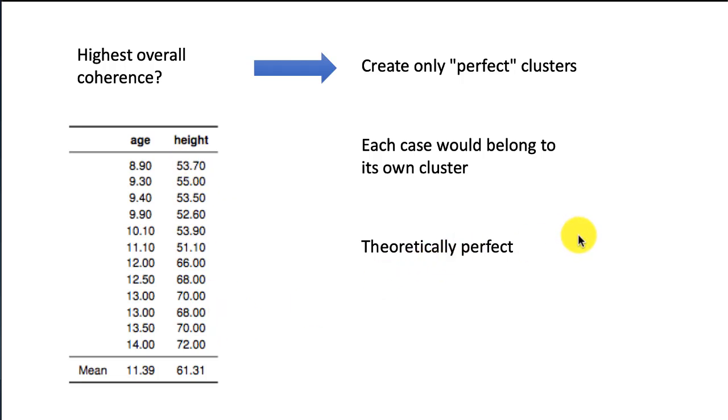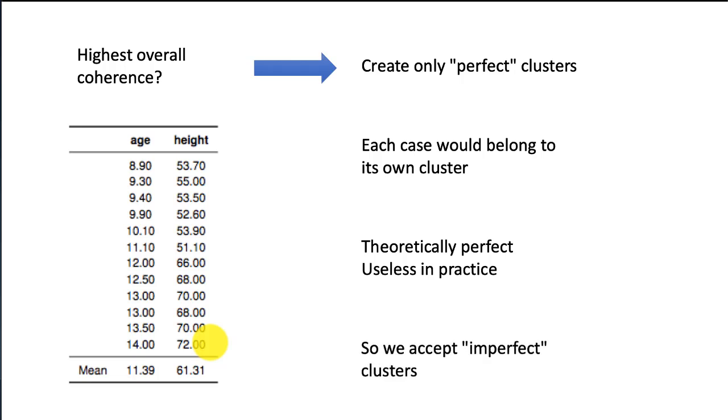So theoretically, you have phenomenally coherent clusters because every case is its own cluster, but it's useless in practice, right? Because the purpose of cluster analysis is to try and reduce the complexity. But if you put every case in its own cluster, you have not touched the complexity at all. You started with 12 cases, now you have 12 clusters, nothing has been achieved.